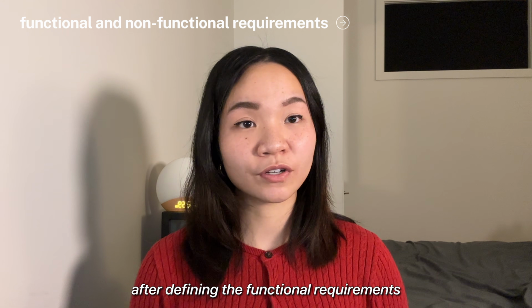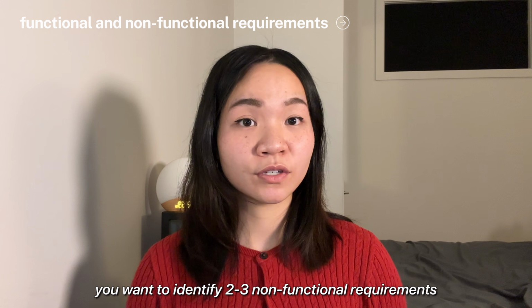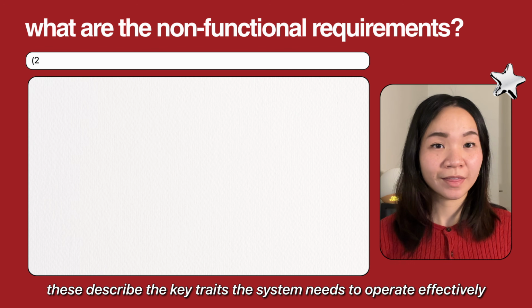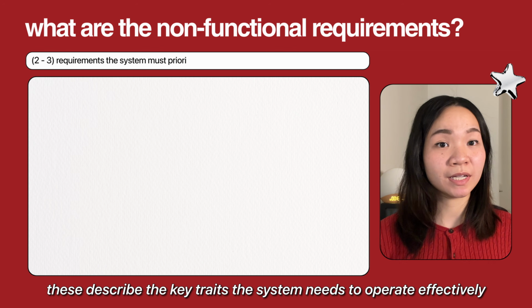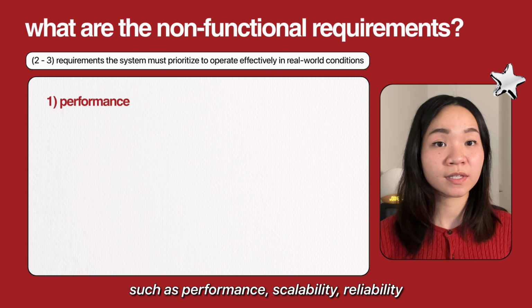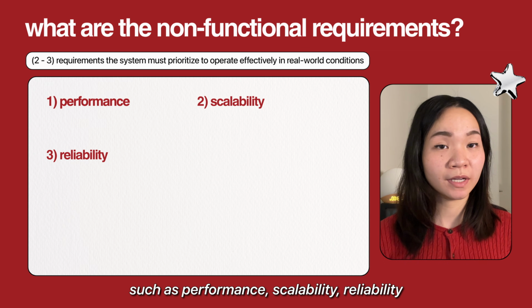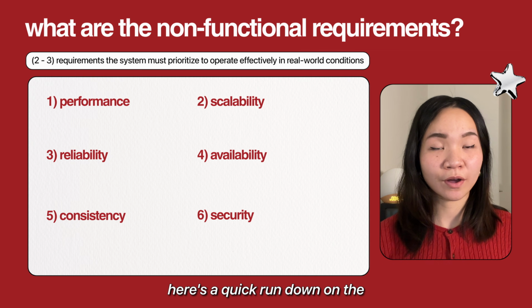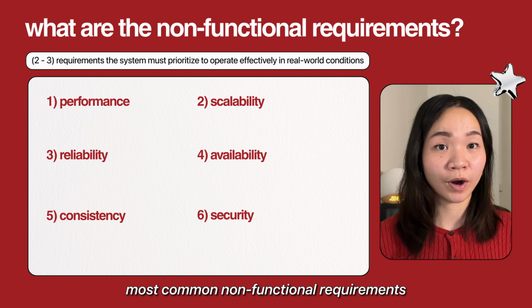After defining the functional requirements, you want to identify 2 to 3 non-functional requirements the system must prioritize. These describe the key traits the system needs to operate effectively in real-world conditions, such as performance, scalability, reliability, availability, consistency, and security. Here's a quick rundown on the most common non-functional requirements.